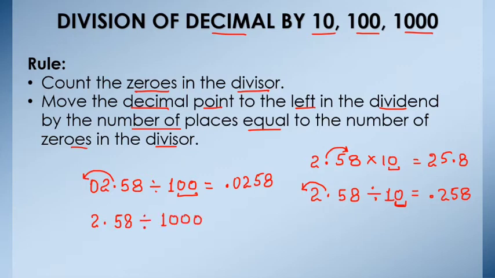Now 1000 has three zeros, so we have to shift this decimal three places to the left. So how many zeros will we add? We will add two zeros to the left of 2. Now three digits are there. Shift this decimal three places to the left and the answer will be 0.00258. So in this way we divide numbers directly by 10, 100, 1000 by shifting the decimal to the left.